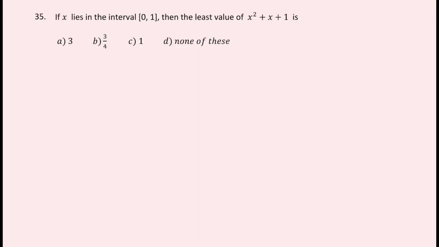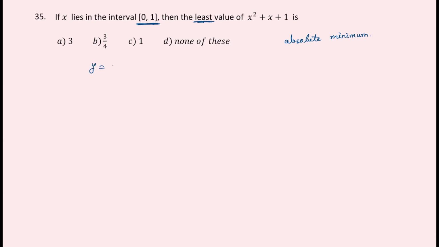Question 35. If x lies in the closed interval 0 to 1, then the least value of x squared plus x plus 1 is. So least value is the minimum value, and the interval is closed. The domain is a closed interval, so it becomes an absolute minimum question. We have to find the absolute minimum of this function. Even if the word absolute is not mentioned, if the domain of the function is a closed interval, you have to find the absolute maximum or absolute minimum of that function. Here it is least value, so absolute minimum has to be calculated.